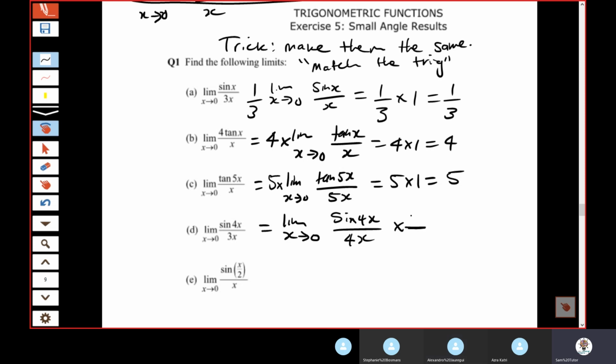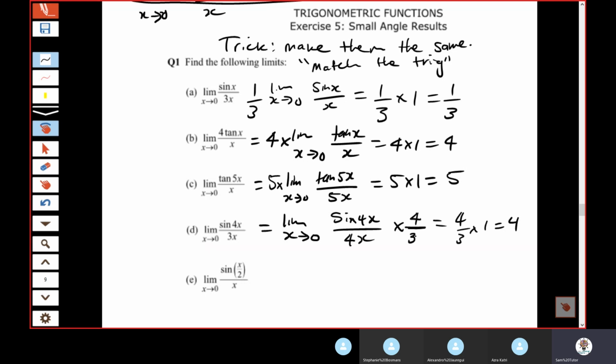So what would you put on the top, Alex? Or do you just get rid of the 4? So what would you put on the top? 4, right? 4, yeah. And then what happens here? 4 over 4. Now you've got 1x. What are you going to put at the bottom? 3. Yeah. What happens? 4s will cancel out. And then that just becomes 3x. And then that becomes obviously 4 over 3 times 1 equals 4.